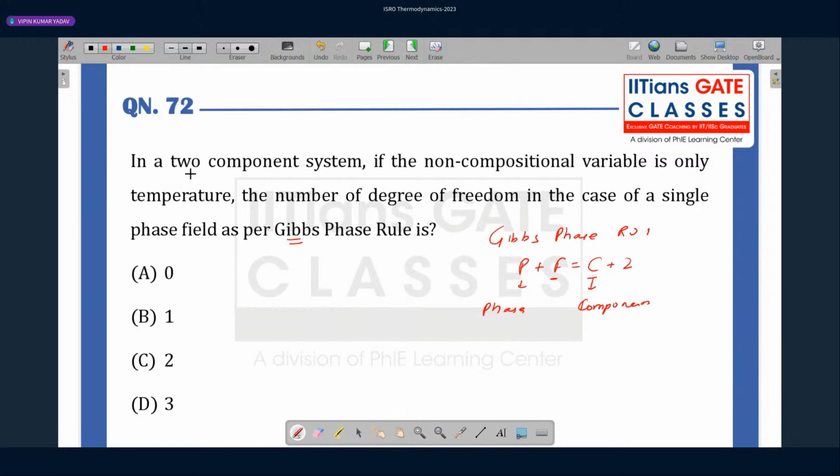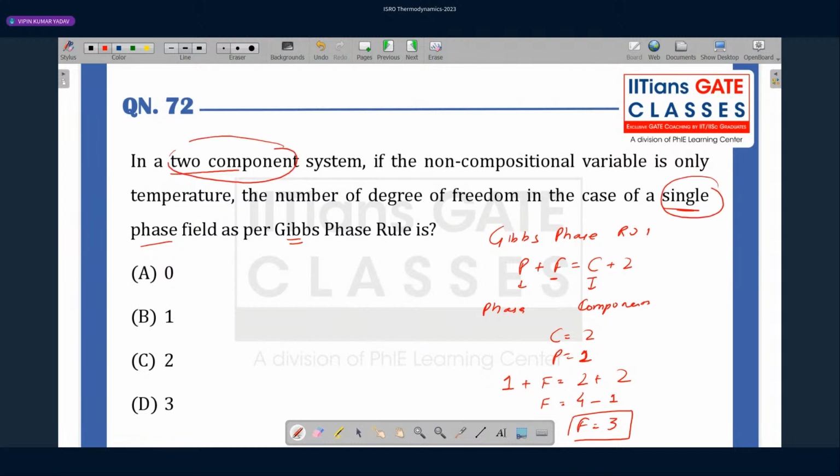They are saying two-component system, that means C equals 2. And they are saying single phase field, that means P equals 1. So I can say 1 plus F equals 2 plus 2. F equals 4 minus 1. So the degree of freedom is 3. So D is the correct answer. Okay, so yeah, this was the last question, I think.